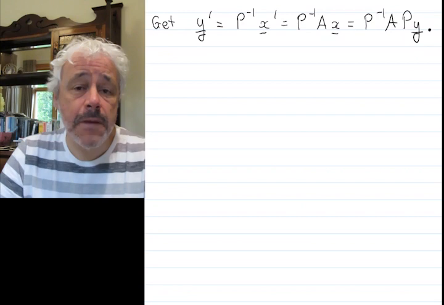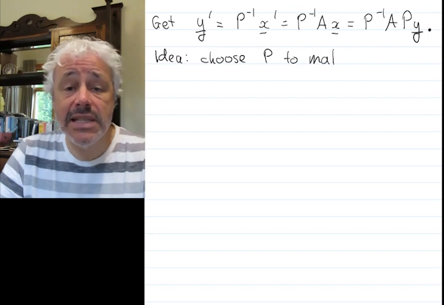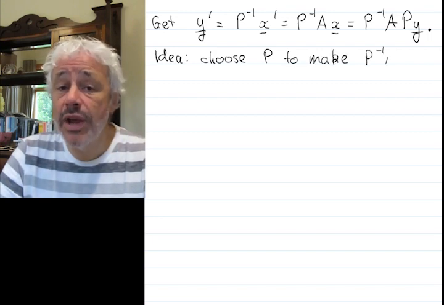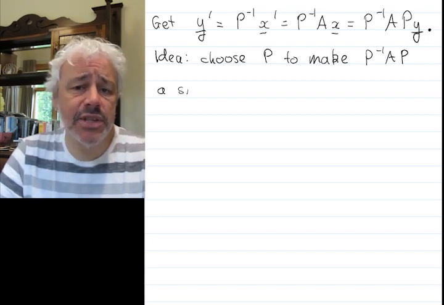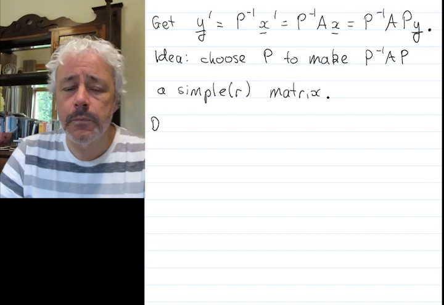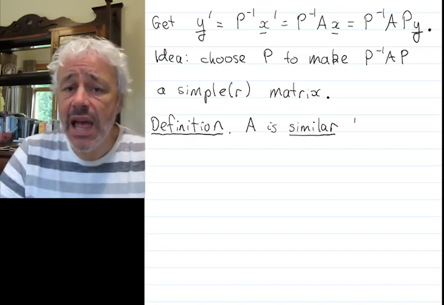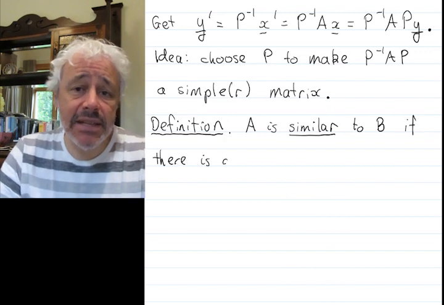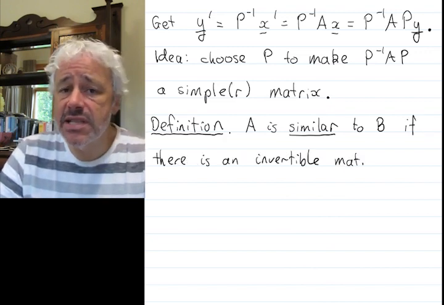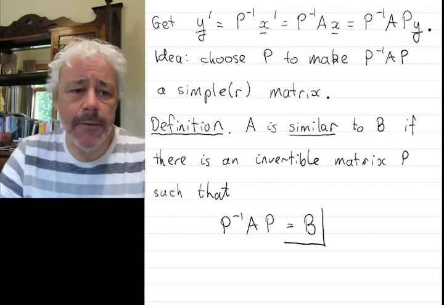There's another thing. I could start with the matrix A, and then I could try and choose the matrix P to make the best possible change of variables, one that would simplify that matrix A as much as possible. And it turns out that by the end of this lesson, we will know how to do that. So this leads to the definition of when two matrices are similar. The matrix A is similar to the matrix B if there exists an invertible matrix P such that P inverse AP equals B.